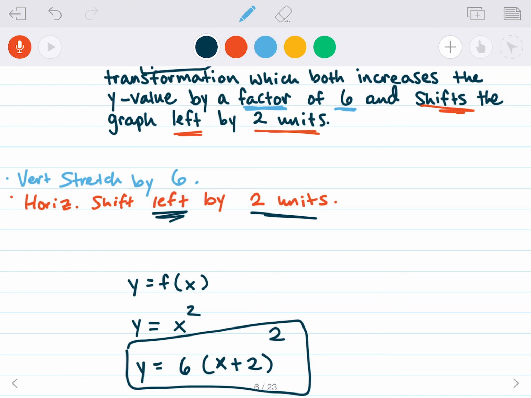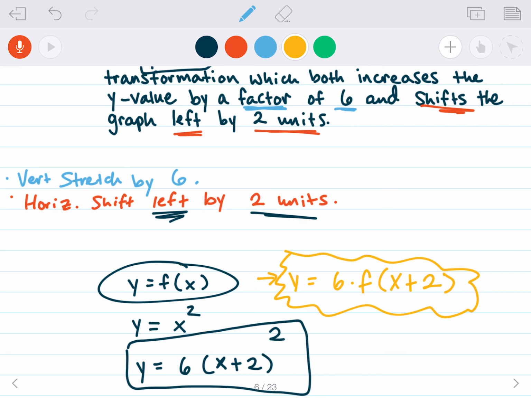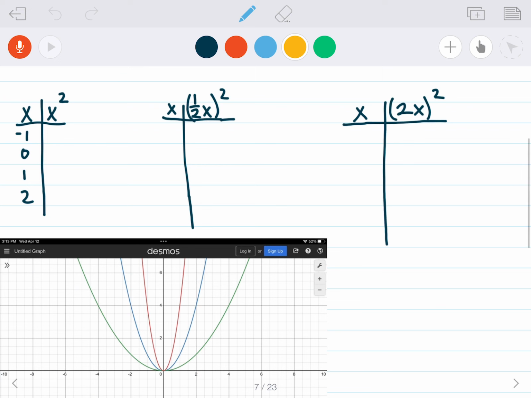But we're not really given that it's x squared. We're just given that it's f of x. So we can apply the same logic to this, right? So I'm going to change this to 6 times f of, well, whatever my input is. In this case, I'm taking my input and shifting it to the left 2 units. So this right here is my answer: stretch by a factor of 6, move 2 units to the left. So that is going to be my answer in this case. Okay.